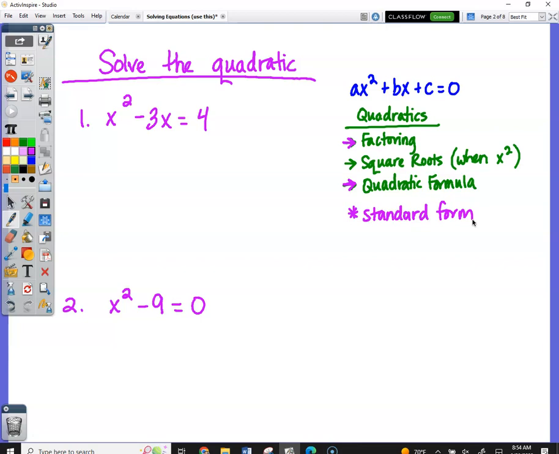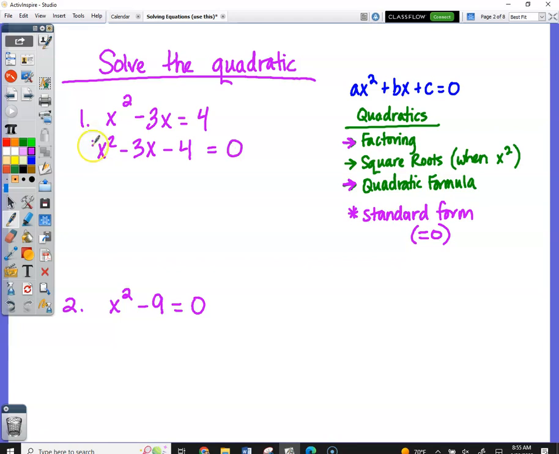Okay, so number 1 is not in standard form because it is not equal to 0. That's how you know when it's in standard form, when it's equal to 0. So I'm going to subtract the 4 to the left. Okay, and now I'm going to factor.